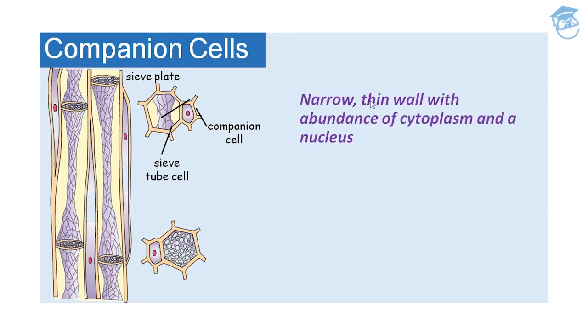Narrow, thin wall with abundance of cytoplasm and a nucleus. See, as you can see, it has a prominent nucleus, right? This is the sieve tube cell, this is the companion cell, which is in close association with each other. And the companion cell is very narrow, as you can see, in comparison to the sieve tube cell, and it has abundance of cytoplasm in it and a prominent nucleus, which is this.